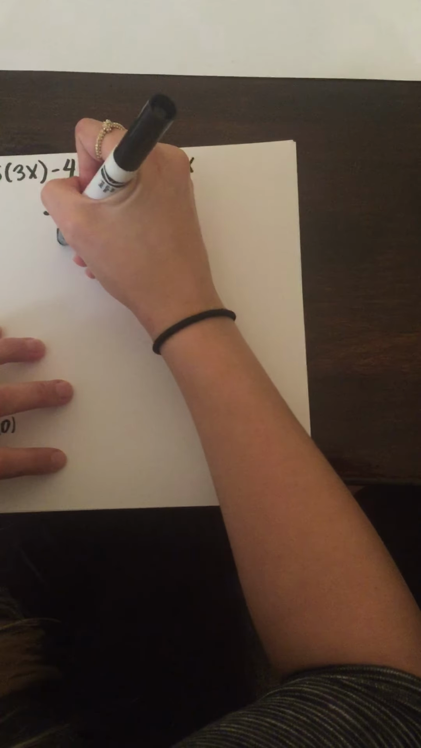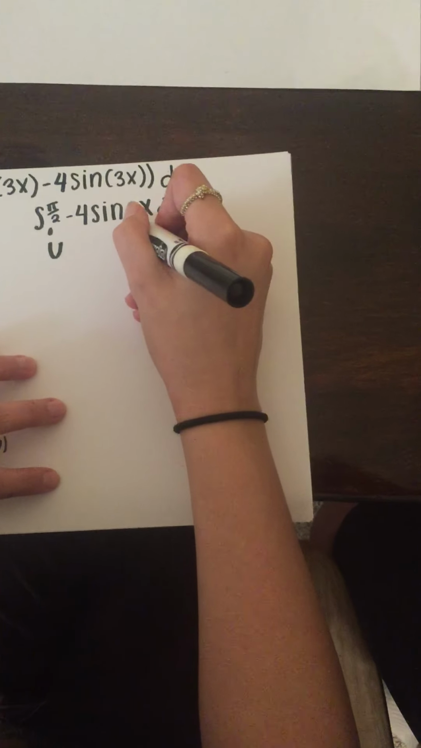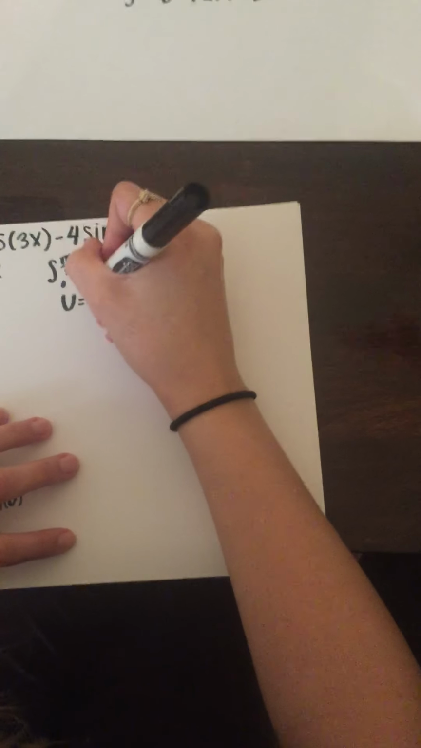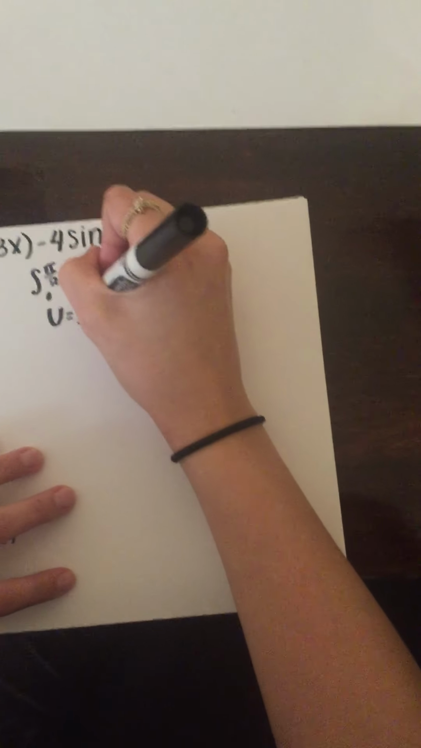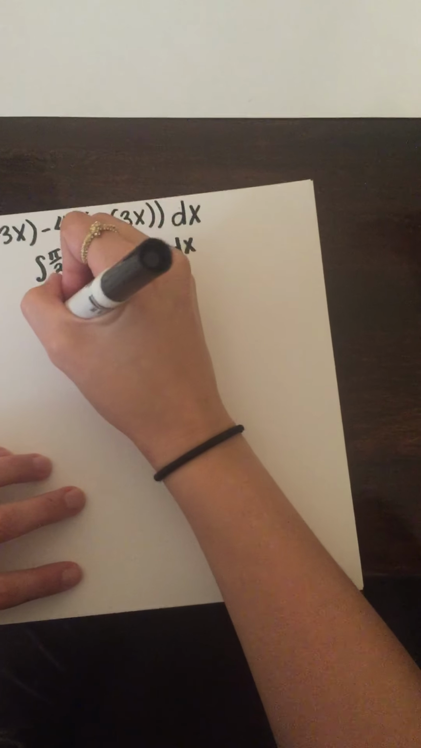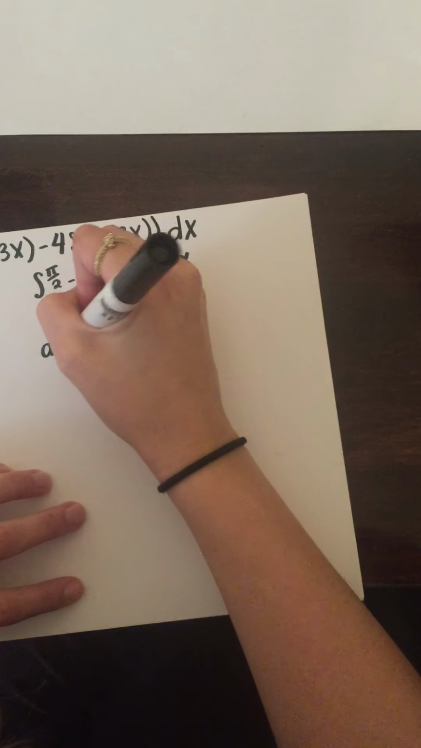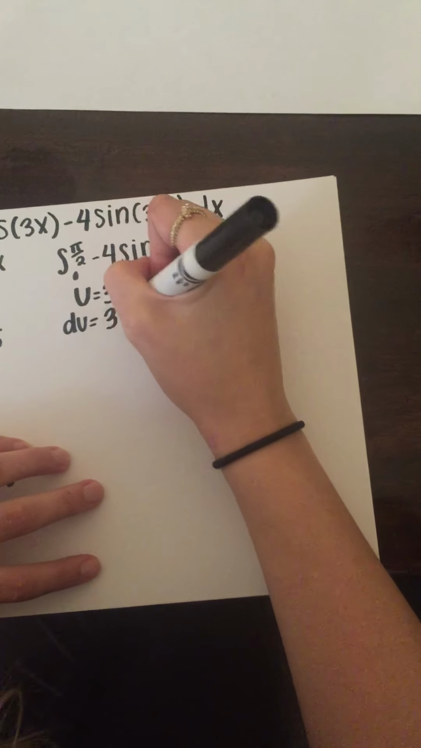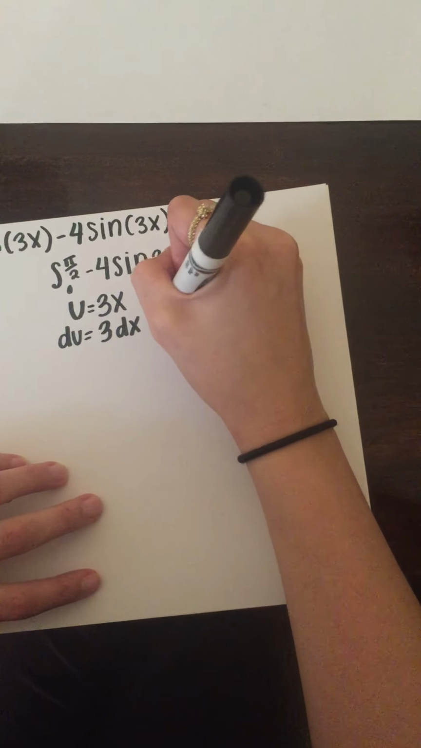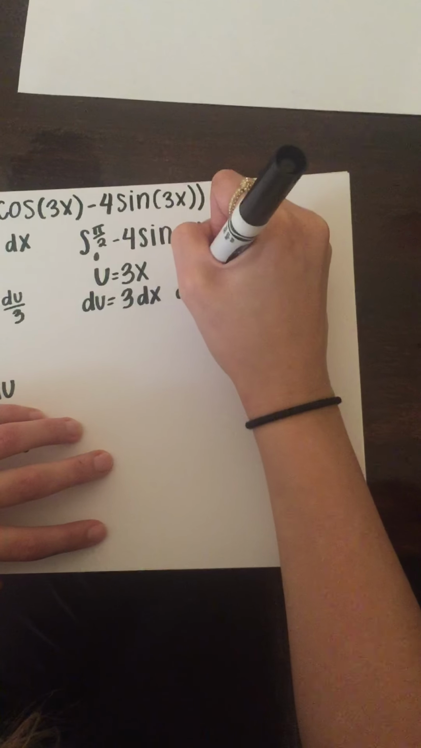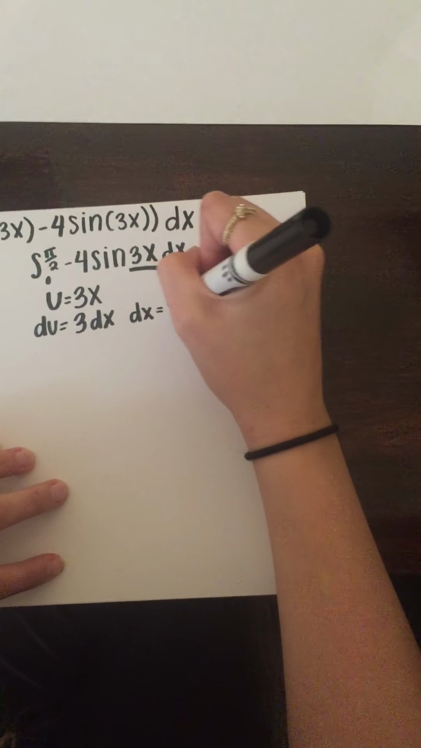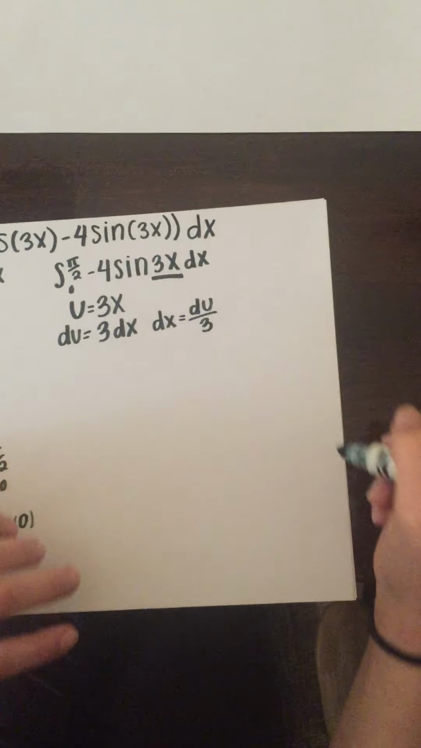Then we're going to come over and evaluate this one. So we're still going to find our u, which is also 3x in this problem. And now we're going to find our du. So once we take the derivative, it's going to be 3 dx. And we're also going to need to rewrite it as our dx equals du over 3.